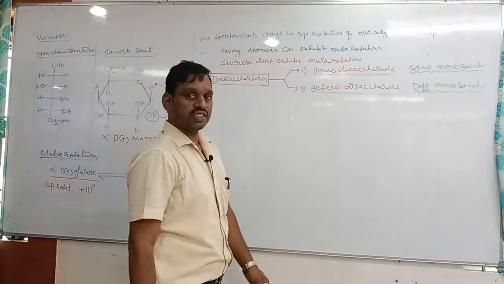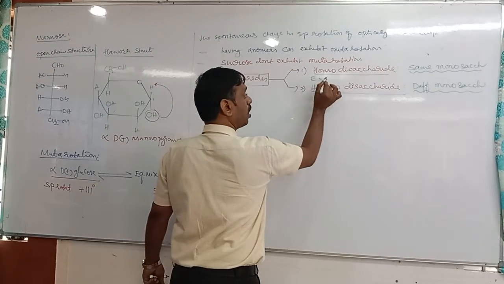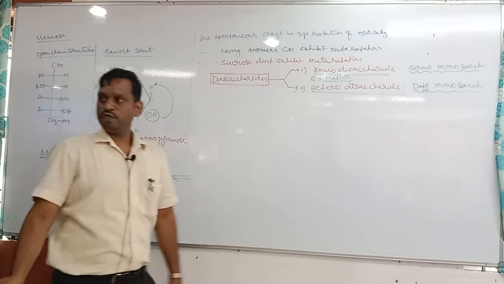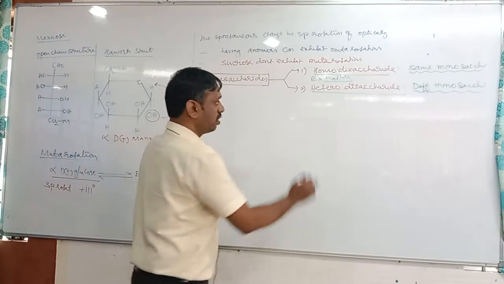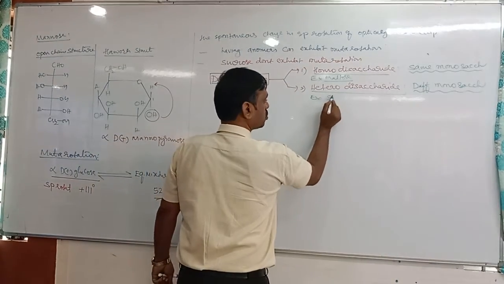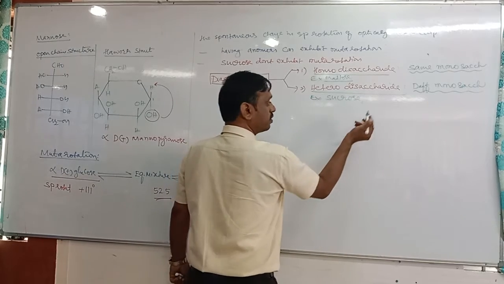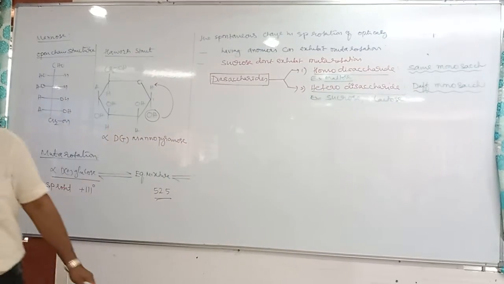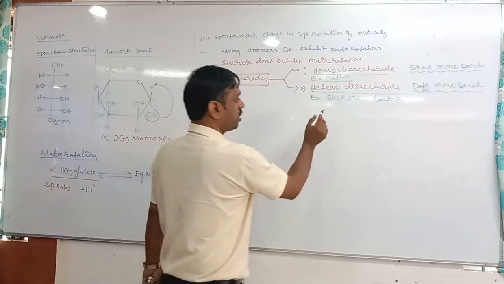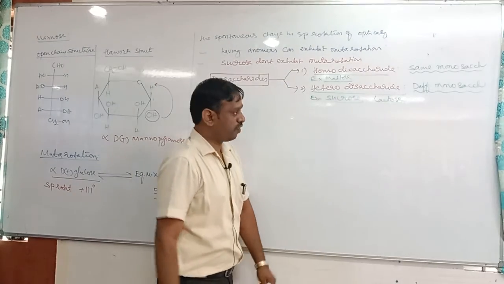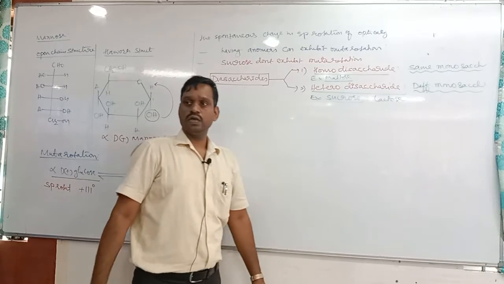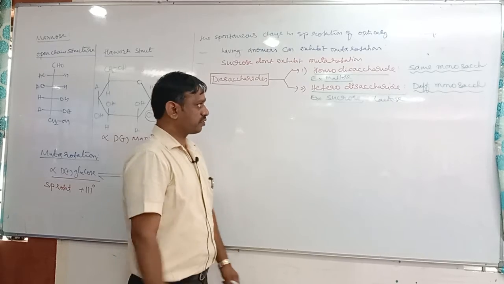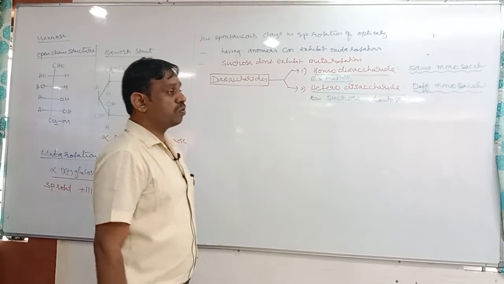Can you tell me an example for homodisaccharide? Maltose, because maltose contains two glucose. Therefore, maltose is an example for homodisaccharide. Next, examples for hetero: sucrose and lactose. Tell me, sucrose contains which monosaccharides? Glucose and fructose. Lactose contains galactose and glucose. These are heterodisaccharides.